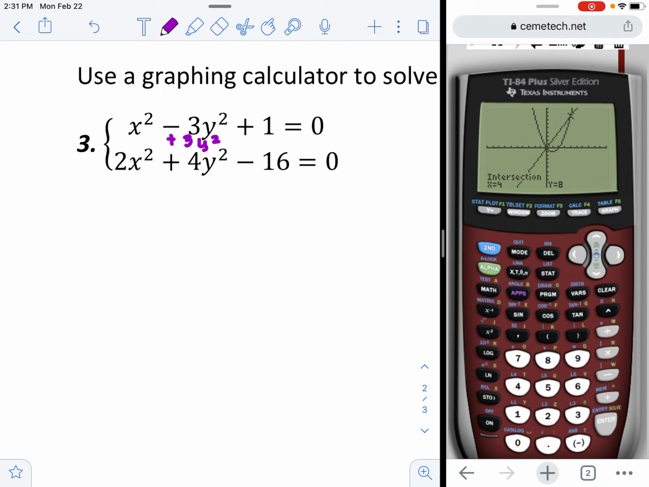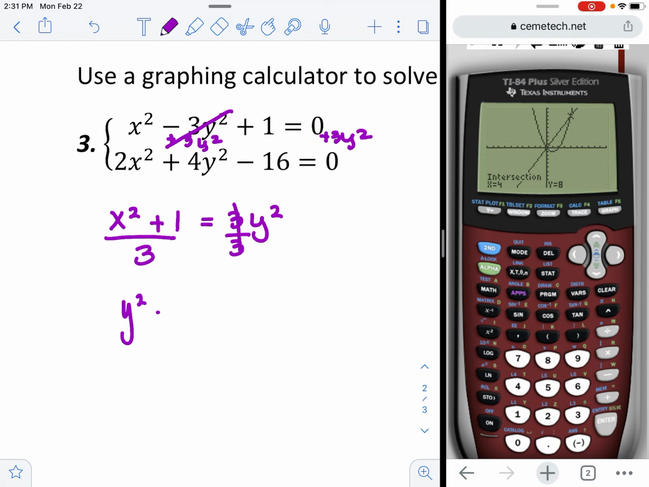So I think instead of subtracting x squared, subtracting 1, I can keep x squared and 1 on this side. And what I'm going to do is add 3y squared to both sides, right? Because then it'll be off this side. So then you'll have x squared plus 1 is equal to 3y squared. And now it's easier to get y by itself, right? Divide both sides by 3. And then square root to solve. So you have y squared is equal to x squared plus 1 over 3.